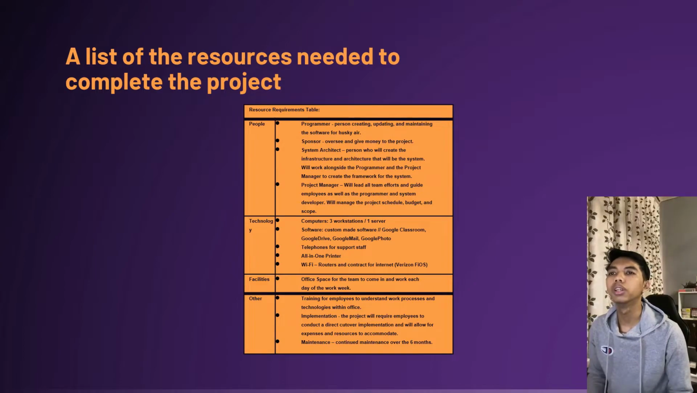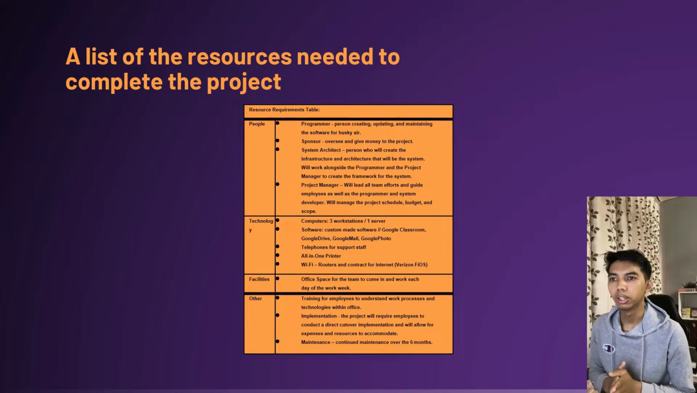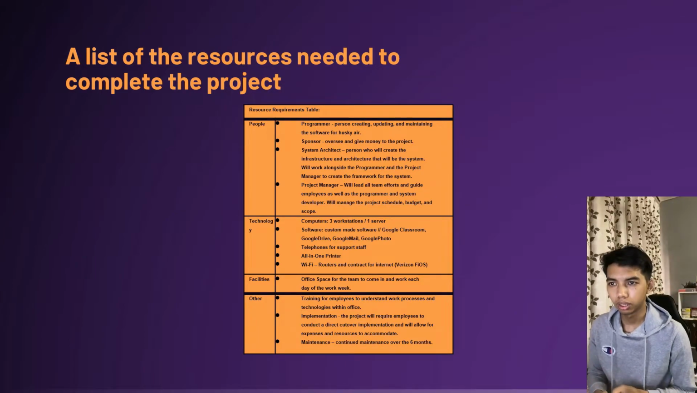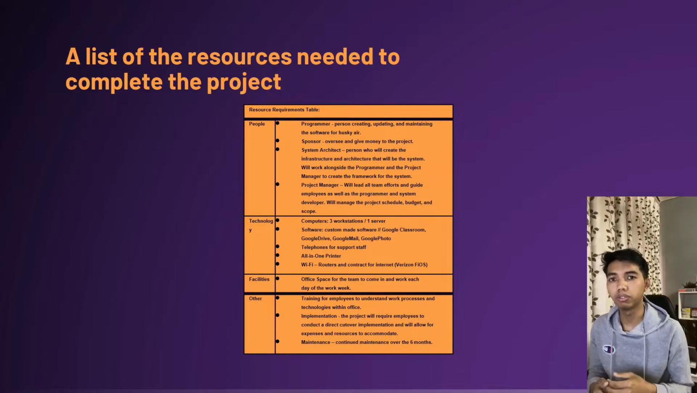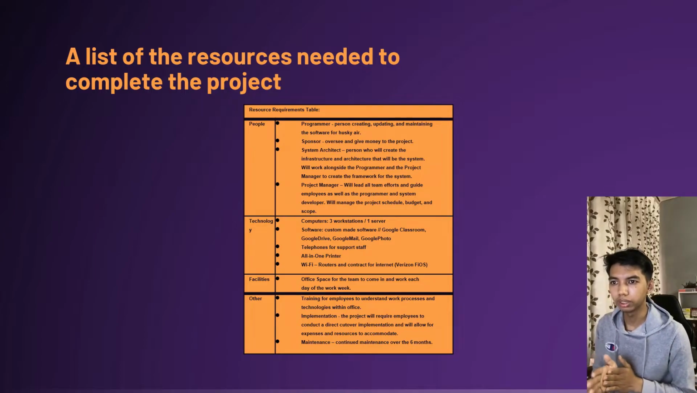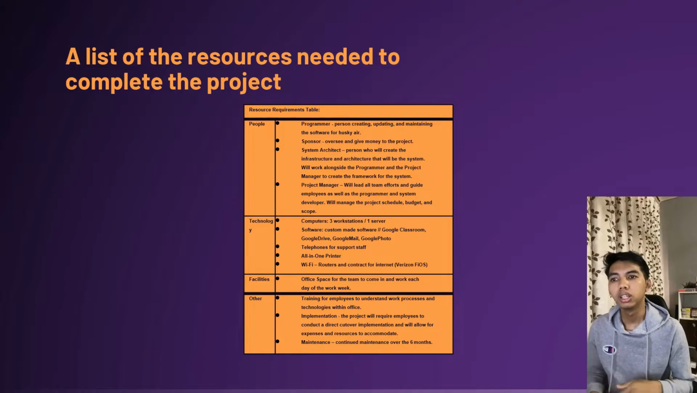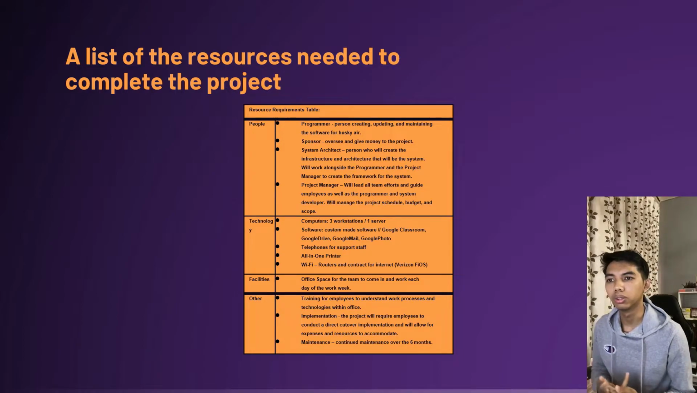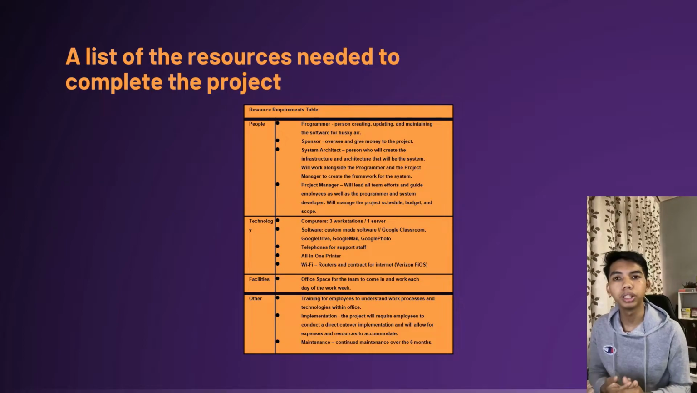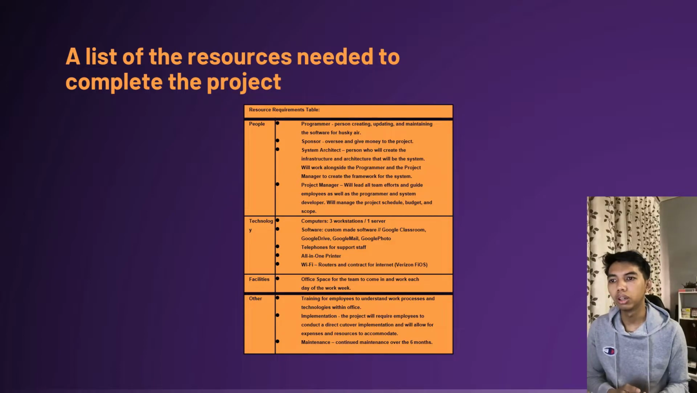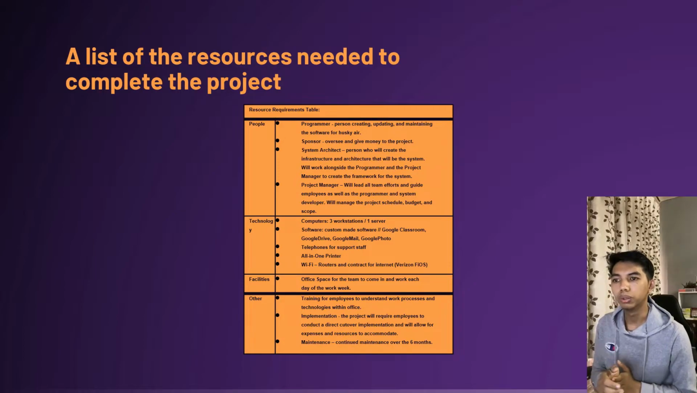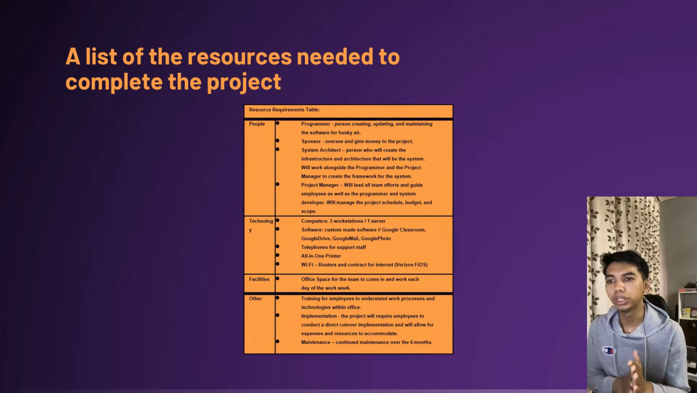Okay, this is a list of the resources needed to complete the project. People, which are the programmer, sponsor, system architect, and project manager. These are the people who are involved in this project. And technology we use such as computers and software such as Google Mail and Google Photos, telephone, all-in-one printer, and Wi-Fi router. For facilities, we use office space for the team to come and work each day of the work week, and others such as training for employees to understand the work process.